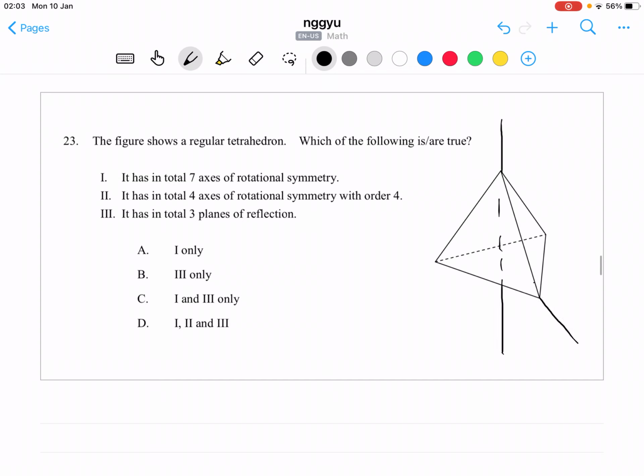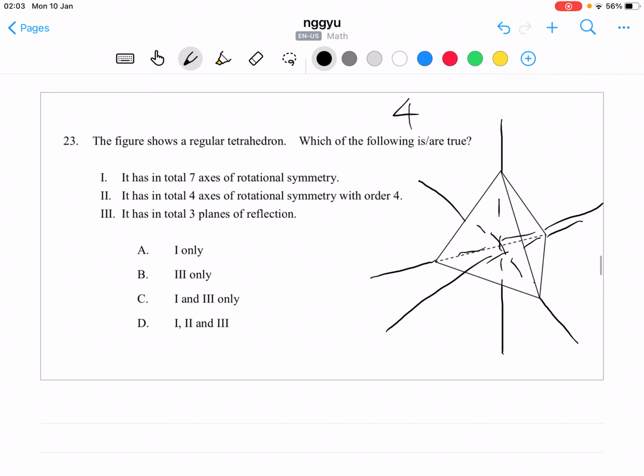The answer is 4, because there are 4 vertexes in a tetrahedron and a total of 4 faces in a tetrahedron. So the total number of this kind of axis of rotational symmetry is 4. So we write down 4 here.